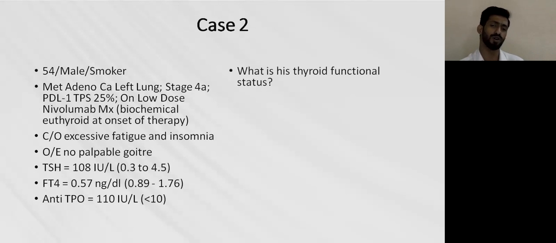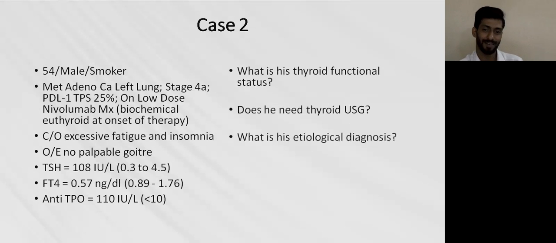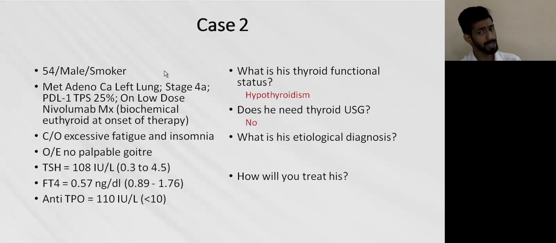First question, we would go through the same process as in most cases. So, what is his thyroid functional status? Hypothyroid. Does he need a thyroid ultrasound? No. What is his etiological diagnosis? Why do we say drug induced? Because he's taking a drug that is predisposing him to hypothyroidism. He was biochemically euthyroid prior to onset, and we know that this drug is known to cause production of anti-TPO.